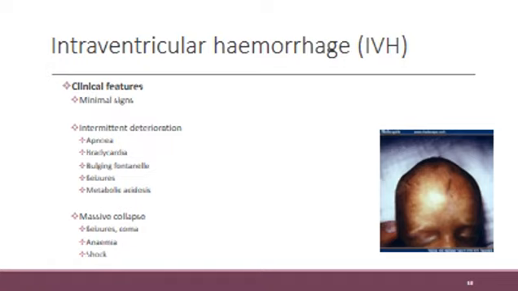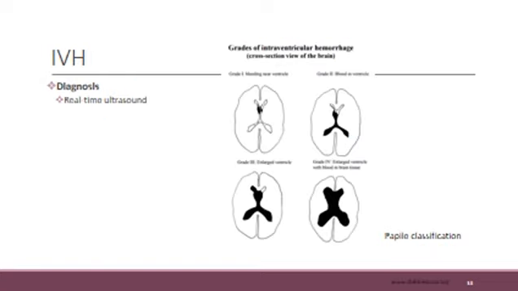In the worst case scenario, there might be massive collapse with severe neurological signs such as seizures and even a comatose state. Because of the bleed, the baby may become severely anemic and go into a hypovolemic shock. Real-time ultrasound is the gold standard, and one can either do it as a routine screening tool, or you can wait until the baby has clinical signs indicating that there might be an IVH.